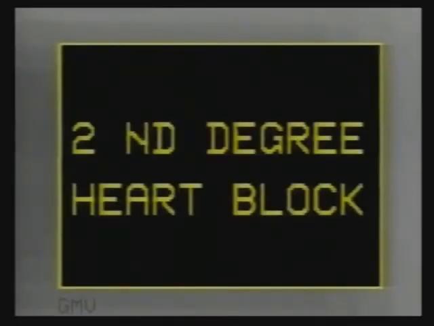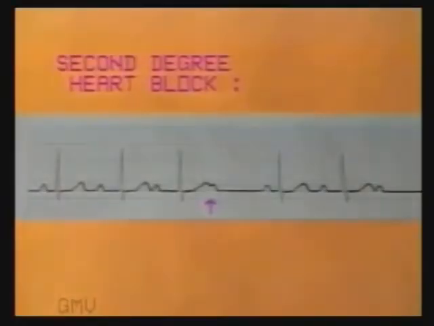Second degree heart block. Between first degree heart block, where the AV conduction is merely delayed, to third degree heart block, where there is no conduction at all through the AV node, we have second degree heart block or second degree AV block, where only intermittently a few beats are not conducted across the AV node.